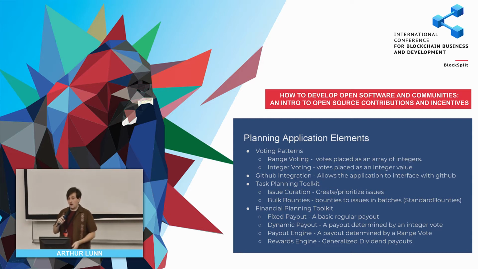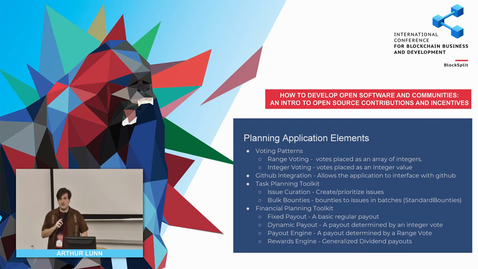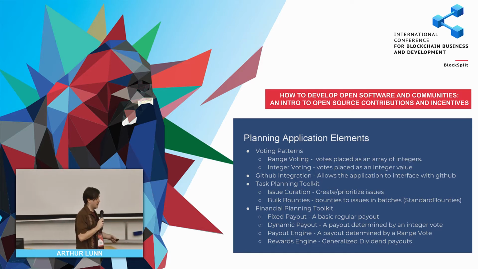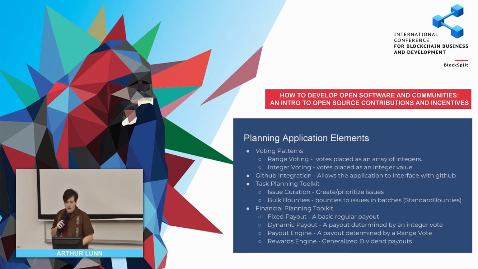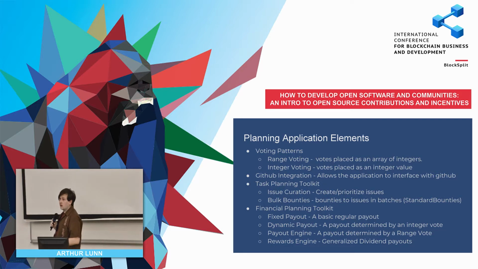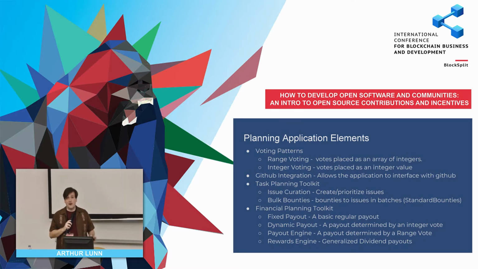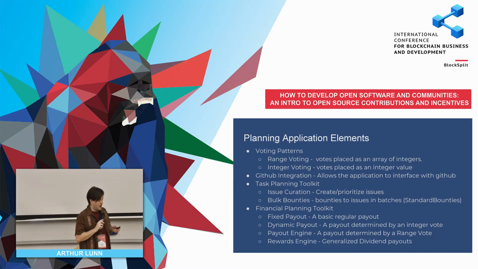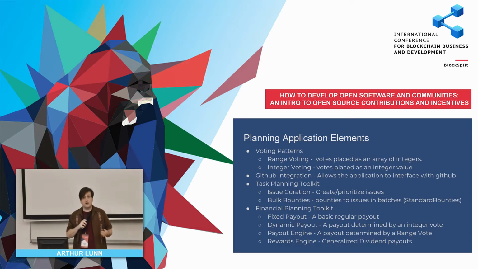And then we are also doing just basic GitHub integration. This doesn't have anything to do with blockchain, but if we're going to be working on these projects, you need to have a way to view your repositories and your issues within the Aragon application. We're also doing basic task planning toolkits. So the idea is to be able to do interactions with standard bounties. We're going through Status' Open Bounties system again. And then just issue curation.